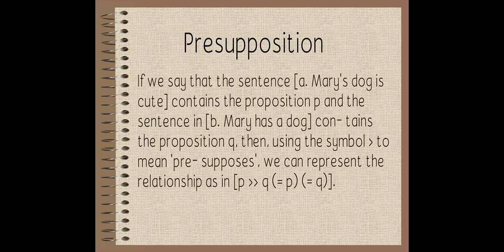This is presupposition. If we say that the sentence "Mary's dog is cute" contains the proposition P and the sentence "Mary has a dog" contains the proposition Q, then using the symbol to mean "presupposes", we can represent the relationship as in the text you can see.